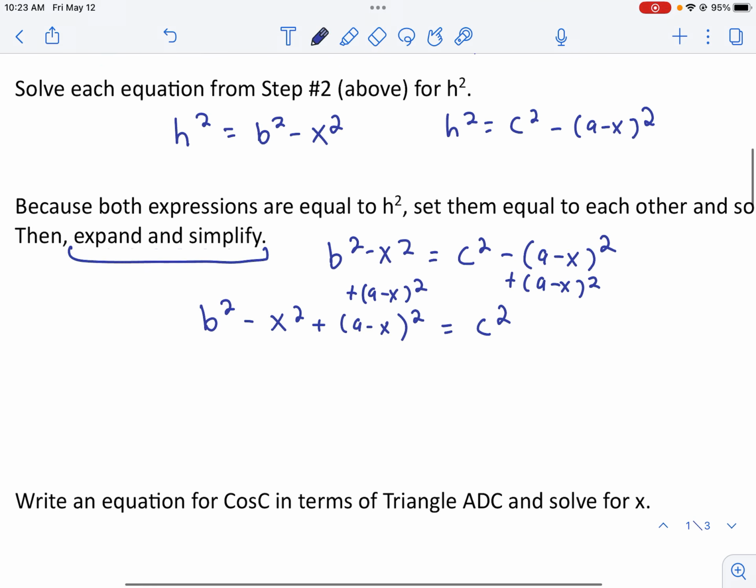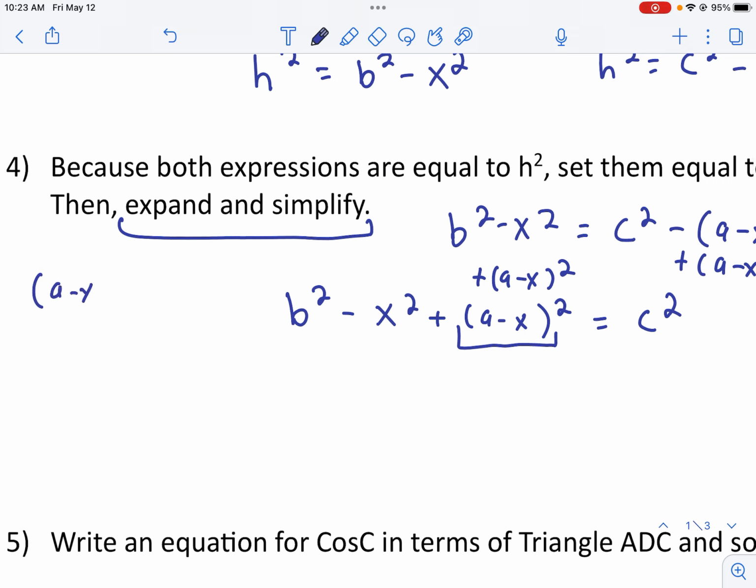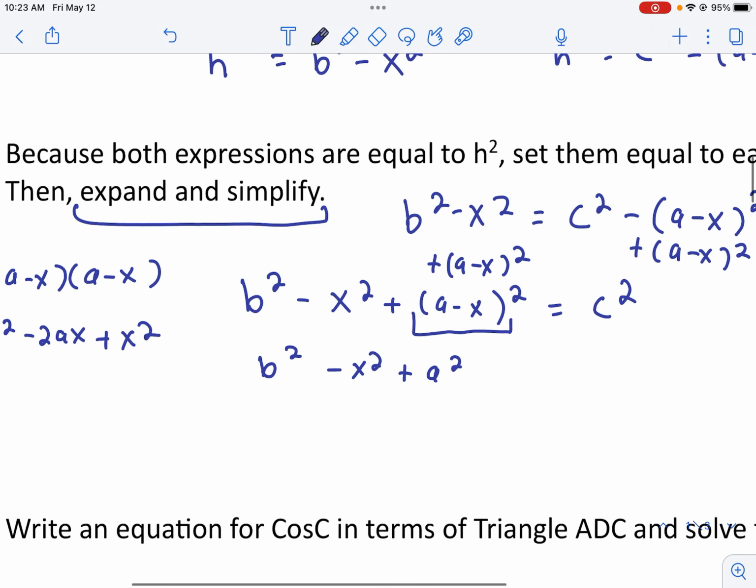It's asking us to expand and simplify. What it's asking us to expand is this (a minus x) squared, right? We would have to FOIL that, a minus x times a minus x. FOILed out, that would give us a squared minus 2ax plus x squared. So what we have is b squared minus x squared plus a squared minus 2ax plus x squared is equal to c squared.